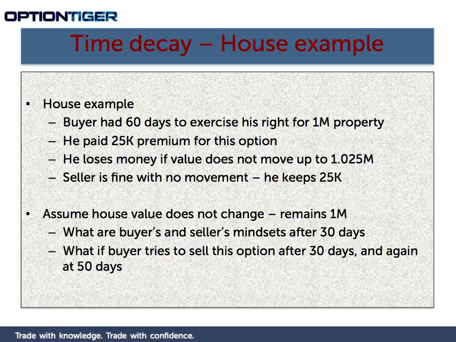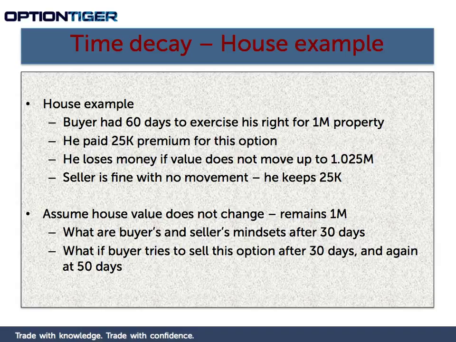And what we are going to do is assume that for the next 60 days, the value of this house does not change. So it remains at $1 million. And it did not change at all. But what we're going to do is think about the mindsets of the buyer and seller, one after 30 days and then again after 50 days.